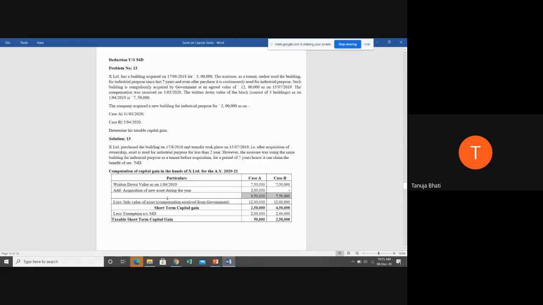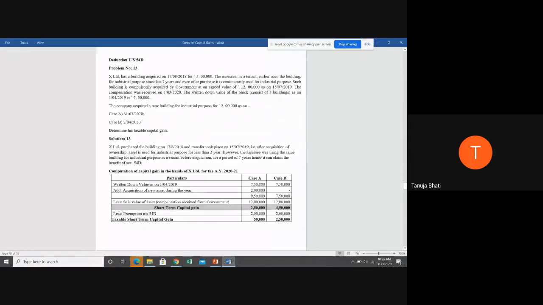So from sale, what is going to be the sale consideration? Compensation received from government. So what is the compensation received from the government? It is 12 lakhs. So we have taken 12 lakhs in both the cases. So short-term capital gain is 2,50,000 in case A and in case B 4,50,000. This you can show in another format. First you can show sale consideration of 12 lakhs less cost of acquisition 9,50,000, 7,50,000. Then you can show short-term capital gain.